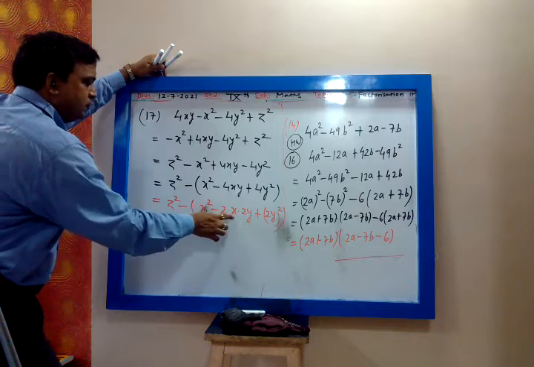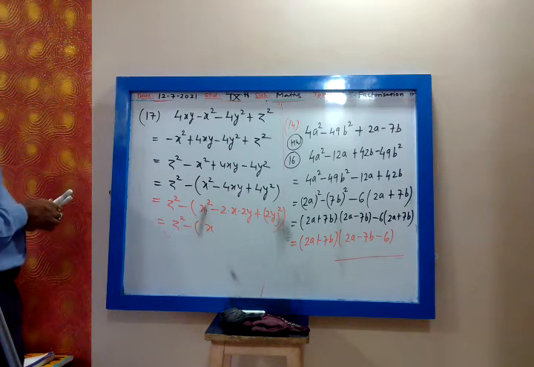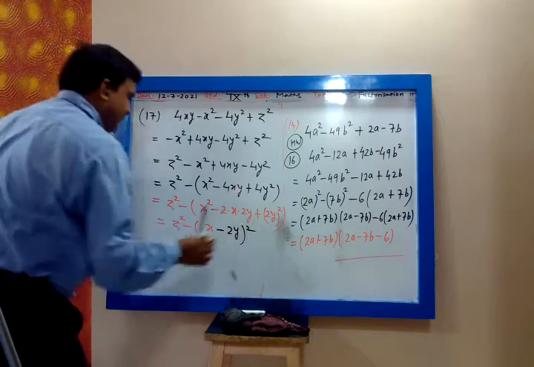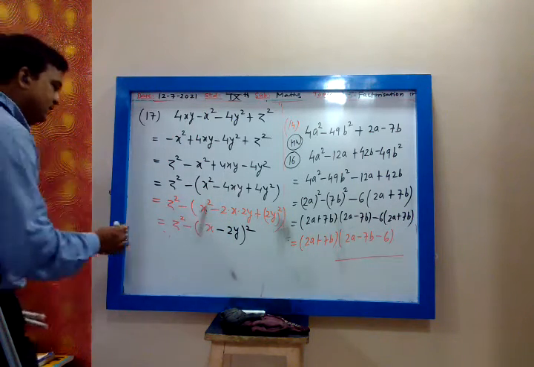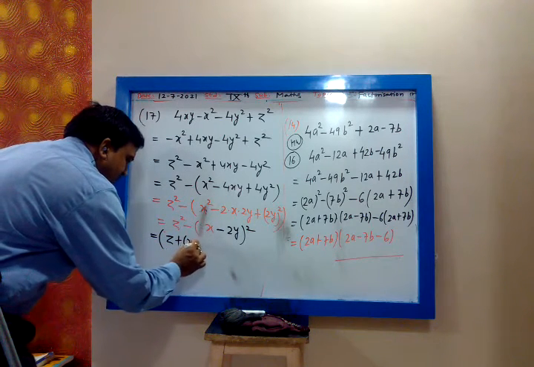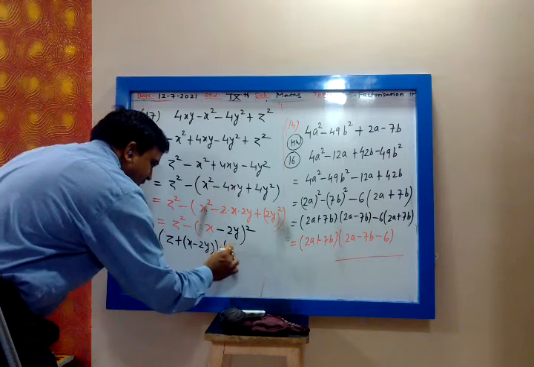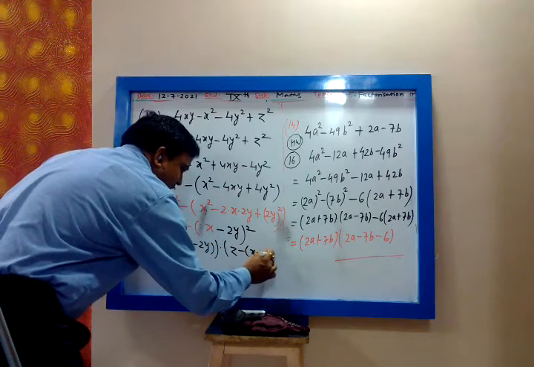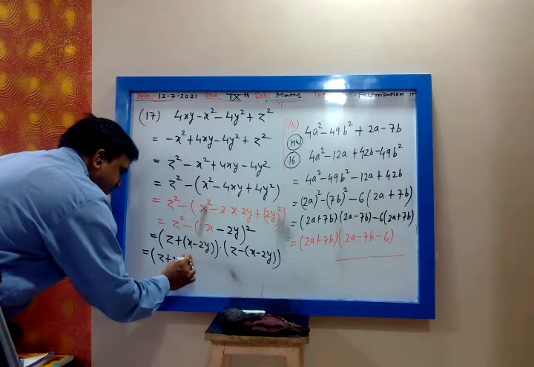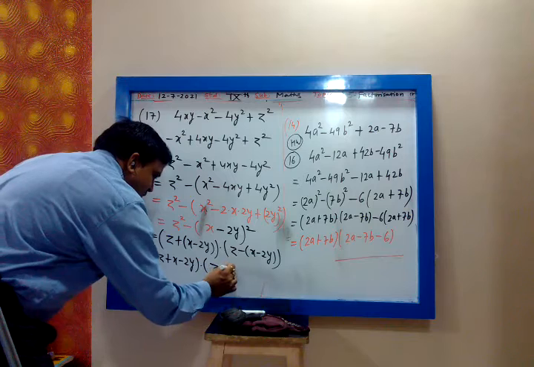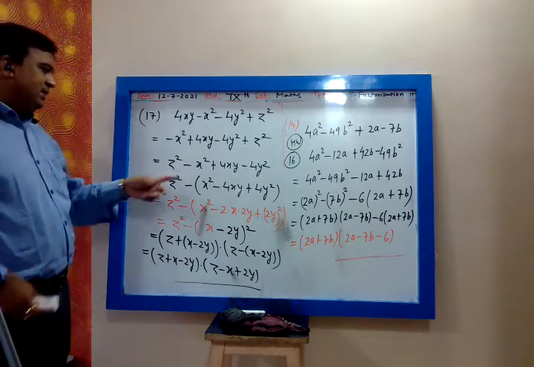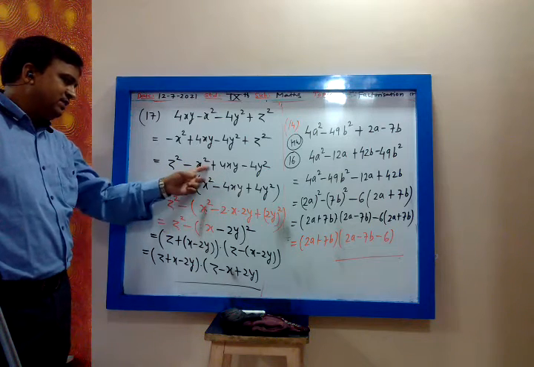So now this is a square minus 2ab plus b square. What is a square minus 2ab plus b square? a minus b whole square, so x minus 2y whole square. Now this is of the form a square minus b square, so that will be a plus b into a minus b. So z plus x minus 2y into z minus x plus 2y. This is the answer. Understood? I have taken the minus sign common outside the bracket, so the inside signs will change.